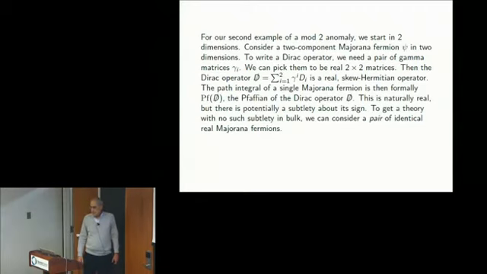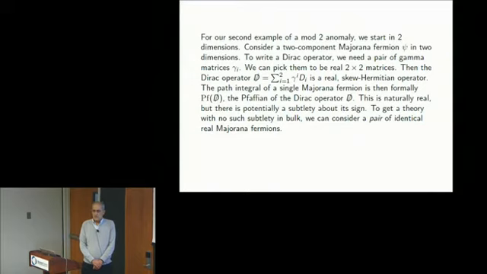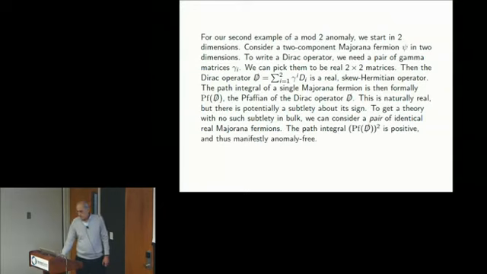To get a theory that has no subtlety in bulk, we can consider a pair of identical real Majorana fermions. So whenever I discuss an anomaly, I want it to be an anomaly relative to something that is well-defined, and then we'll tamper with it and make it not completely defined and compute an anomaly. But our starting point, which is well-defined and anomaly-free, will be 2 identical Majorana fermions. So the Pfaffian is then the square of this real number and is positive, making the theory manifestly anomaly-free.